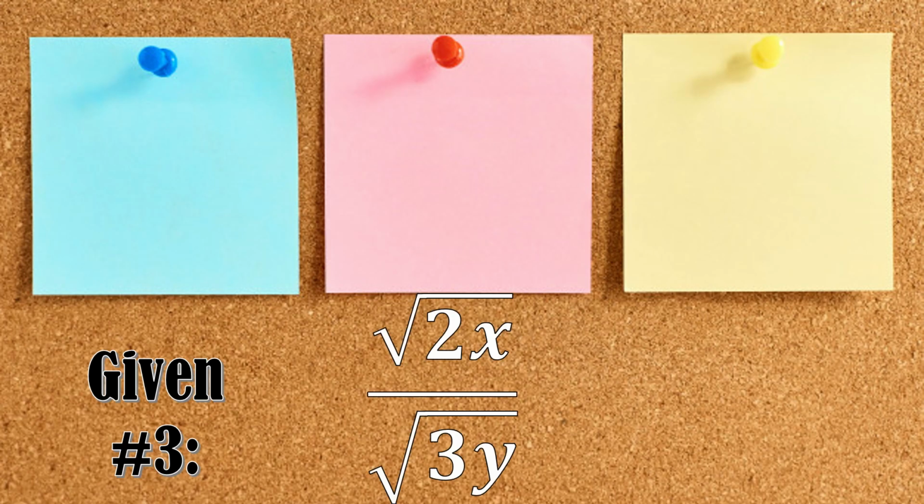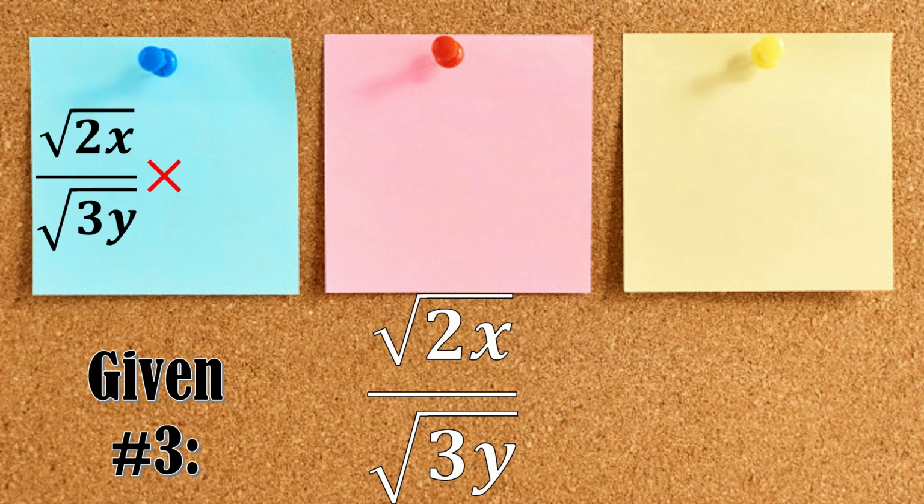Next, number 3, square root of 2x all over square root of 3y. Since the denominator is square root of 3y, we multiply both numerator and denominator by square root of 3y. So, it will become square root of 2x all over square root of 3y multiplied by square root of 3y all over square root of 3y.